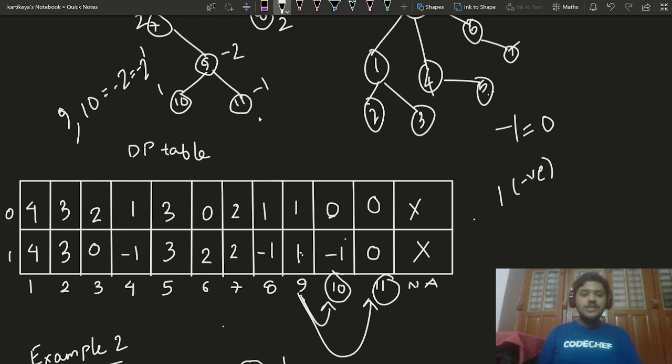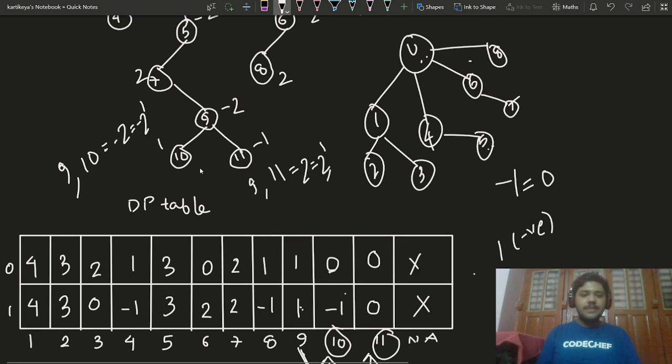Now what is the positive product? You start from 9 and go till 11. This path has a product of minus 2 into minus 1, which is equal to 2, and it can be written as 2 power 1. So the power of 2 is 1. So I can write it as 1. Here I have written 1. That is dp of 9, 0.